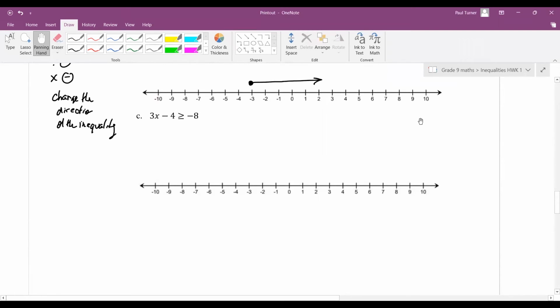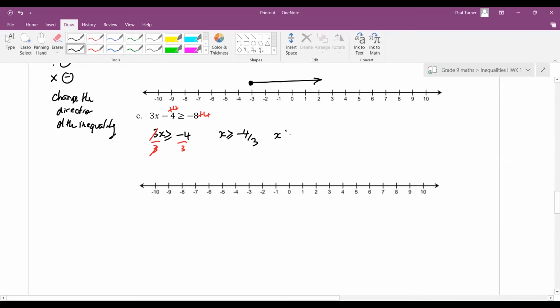So in question C, a little bit more complicated. We're just adding another term. So what you would do here is you've got a -4. So let's get rid of that first. So let's add 4 to both sides. So we'll have 3x is greater than or equal to -4. Okay, and then we will divide by 3. So we're dividing by a positive number. So the sign is not going to change direction, only when it's negative. So therefore, you'll get x is greater than or equal to -4 on 3.